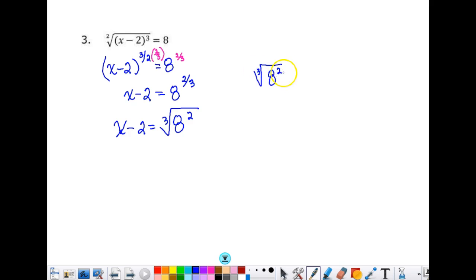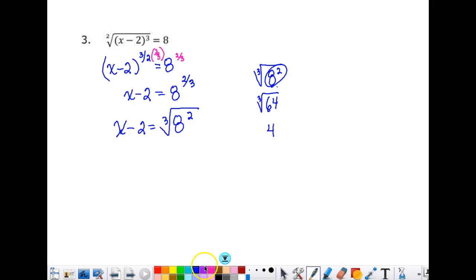Okay. 8 squared is what? If I decide to do the squared first, I would get 64. And then some of you know the cube root of 64. Does anybody know it? Yeah, it's 4. The cube root is 4. Now over here on the board we have 2 times 2 times 2 is 8. 3 times 3 times 3 is 27. 4 times 4 times 4 is 64. 5 times 5 times 5 is 125. Okay, so we could have figured that one out by doing the squaring first.